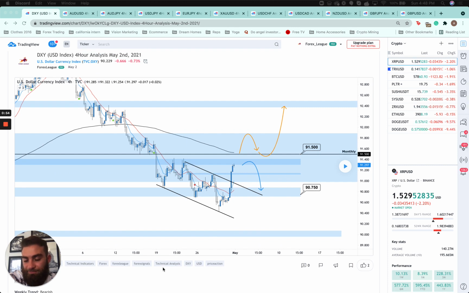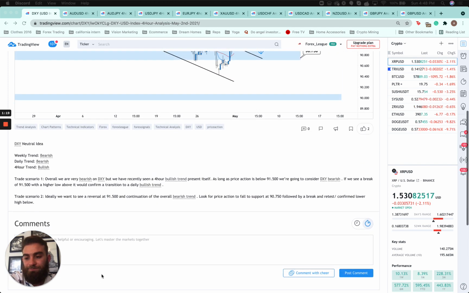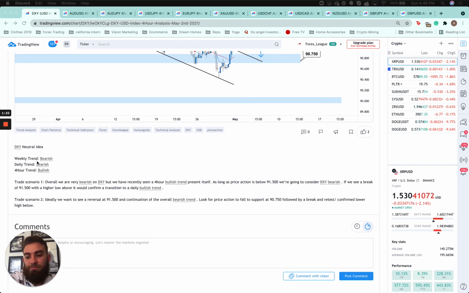The dollar index is simply just the value of the US dollar. For those that have not looked at it, it's a good confirmation because obviously all of the major pairs, they all are paired with the US dollar. So knowing the strength could be one of your final confirmations, and that's the way that we use it. So going into the week, this was the idea: weekly trend bearish, daily trend bearish, 4-hour trend bullish. So just going through every single time frame and seeing what the trend is.